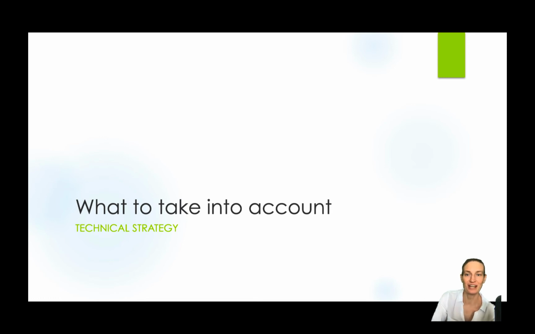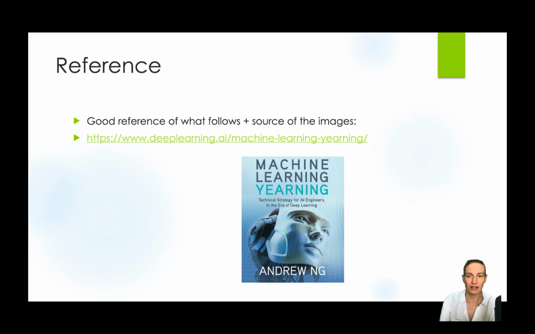All right, now let's have a look at the things that we need to think about when we're training a neural network or a machine learning model in general. I got a lot of the content of the next few slides from Andrew Ng's Machine Learning Yearning book, which is a very good reference if you want to delve into some of the details of what I'm about to say. A free draft is available on his website.